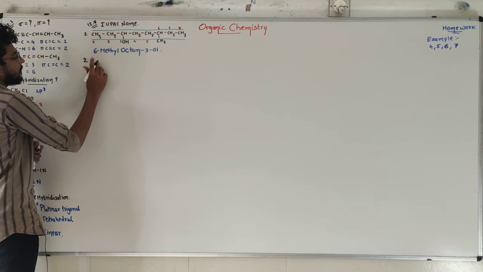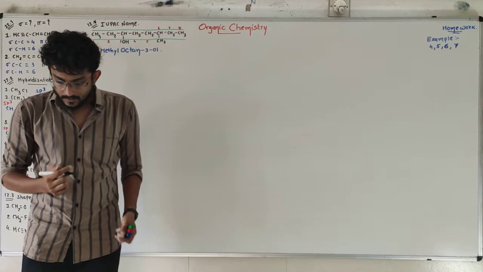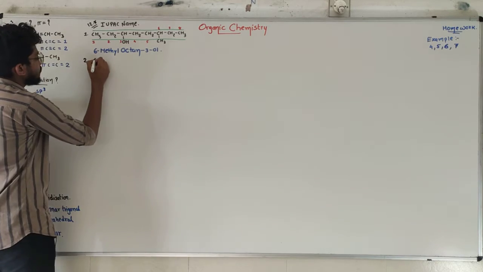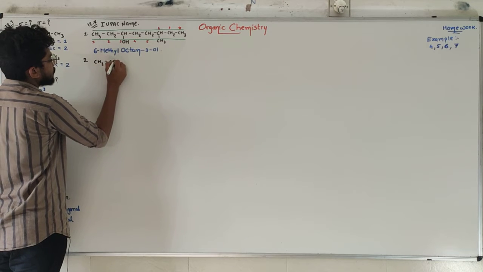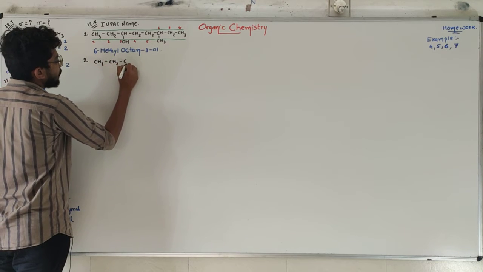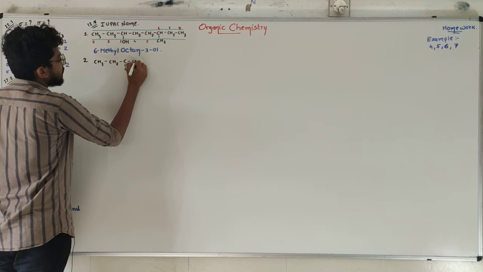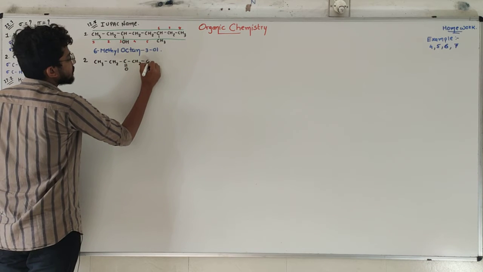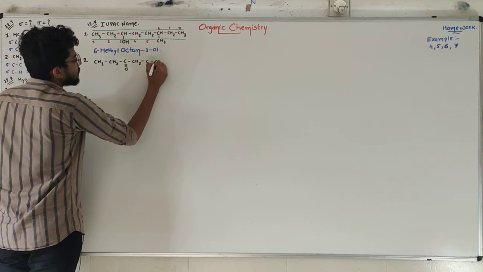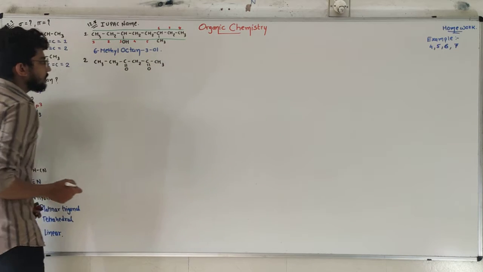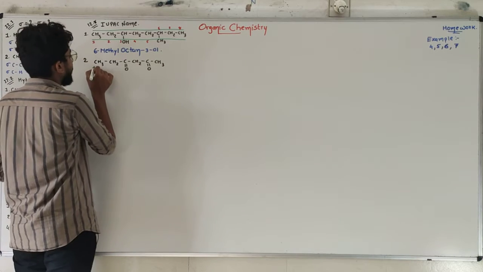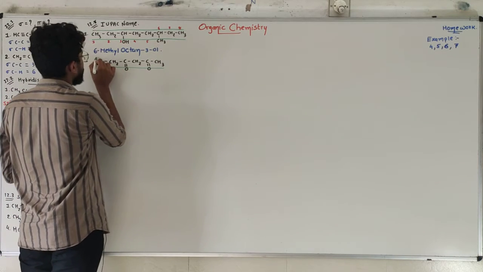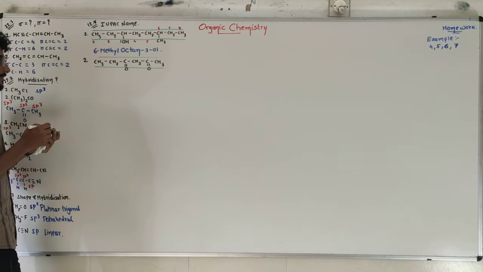After that, second compound: CH3, CH3, CH2 C double bond O, CH2 C double bond O, CH3. This is our compound. Okay, the first rule, find the longest chain. So the straight line will be the longest chain. This will be our longest chain.